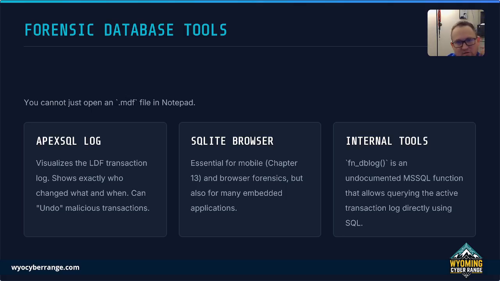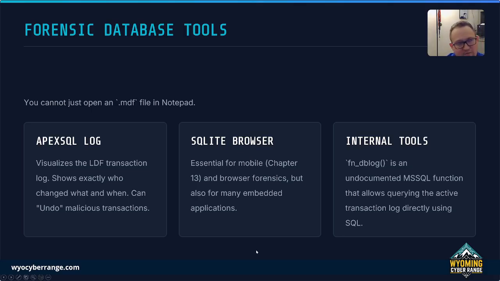Now, we can also use some internal tools. You don't have to use third-party tools. You use things like the function fn_dblog, and this is an undocumented built-in MS SQL function. Now, what's cool about this, it will let you look at the active transaction log directly using standard SQL commands.